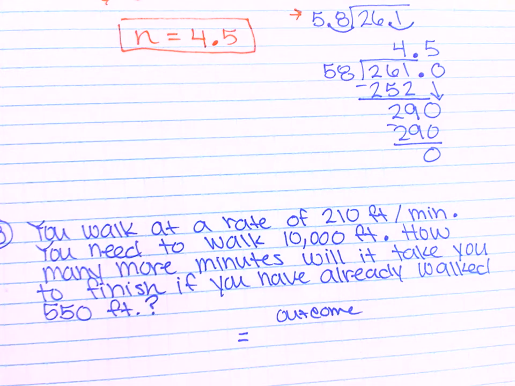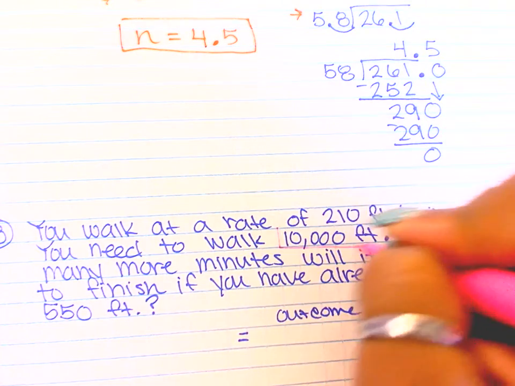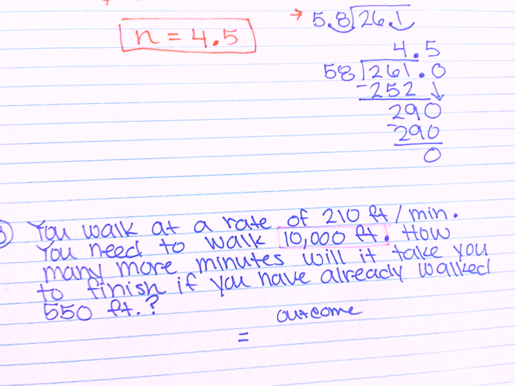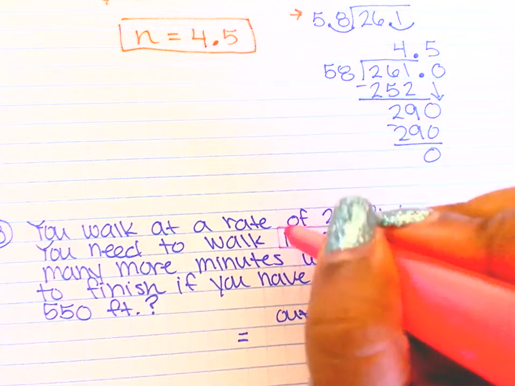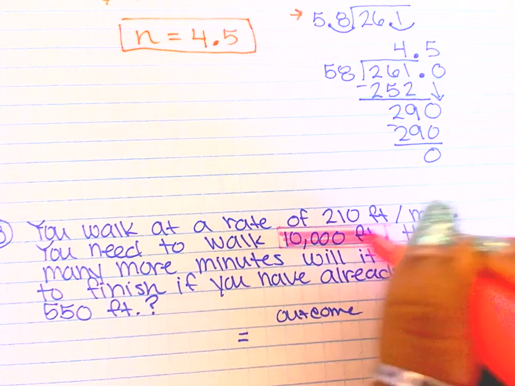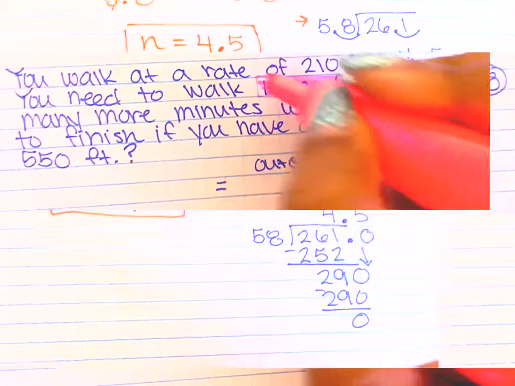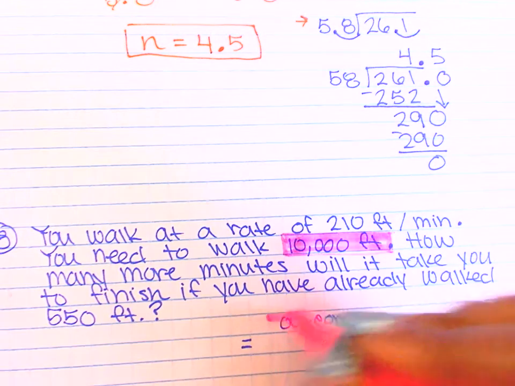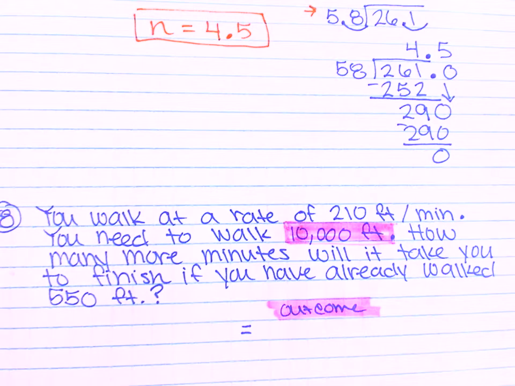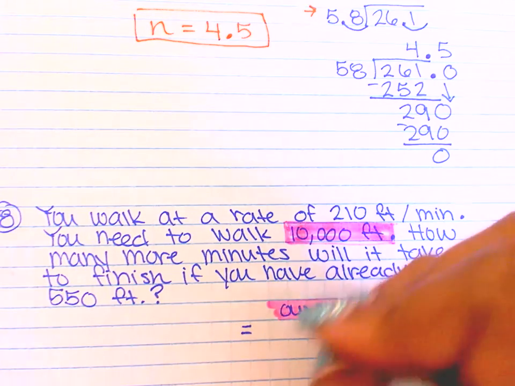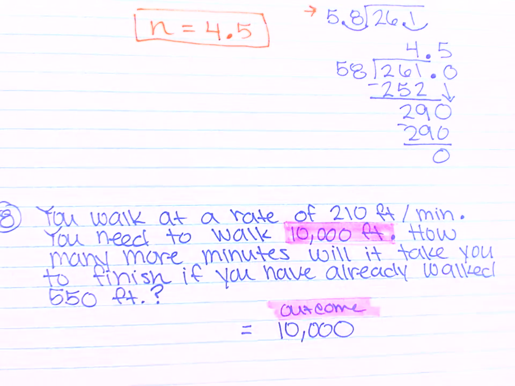If you look in this, what do we need to walk by the end of all of this? 10,000 feet. I'm going to use a highlighter. My outcome, what I need to get to, is 10,000 feet. That's going to go on the right side of my equation. So 10,000 feet is over here.